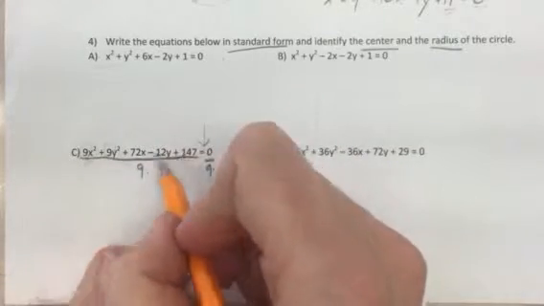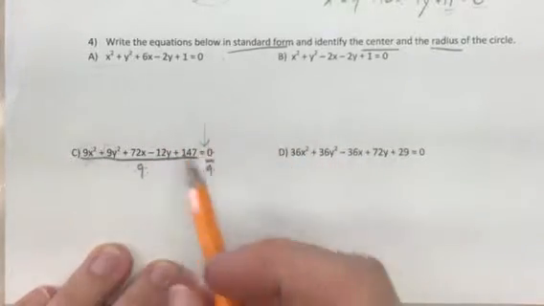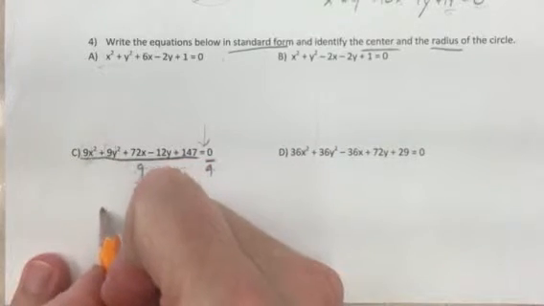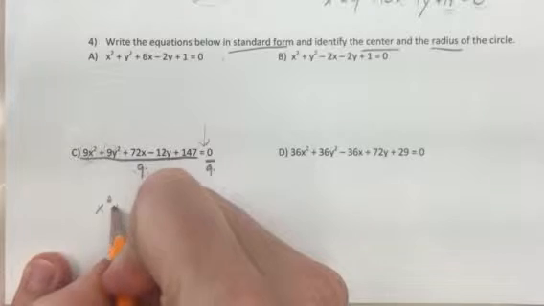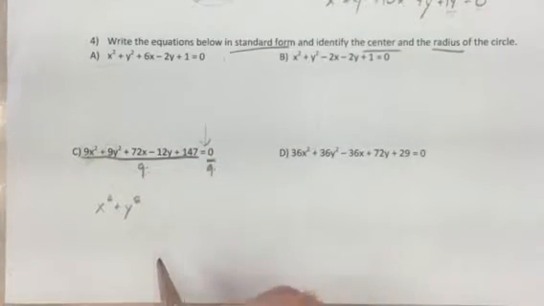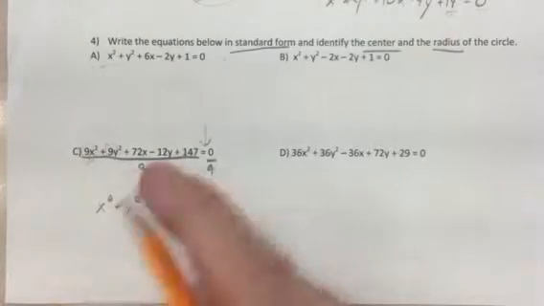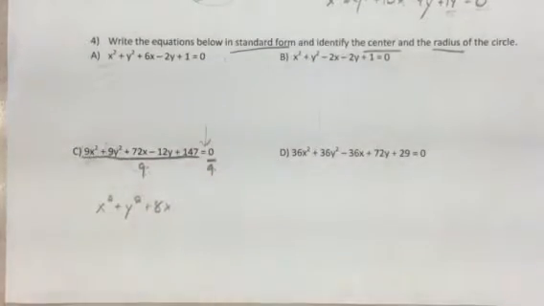So if I'm dividing this side by 9, I actually need to divide each individual part by 9. So 9x squared divided by 9 is just x squared. 9y squared divided by 9 is just y squared. 72 divided by 9 is 8x. Negative 12 divided by 9.